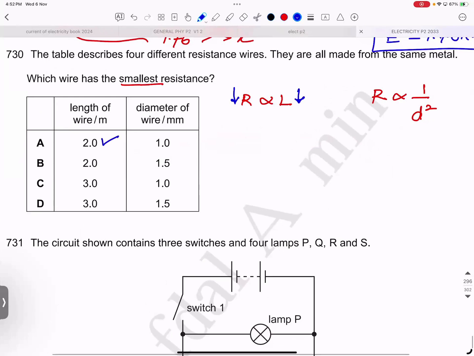Less length, so either A or B. Now the diameter: less resistance requires more diameter. More diameter, so option B.